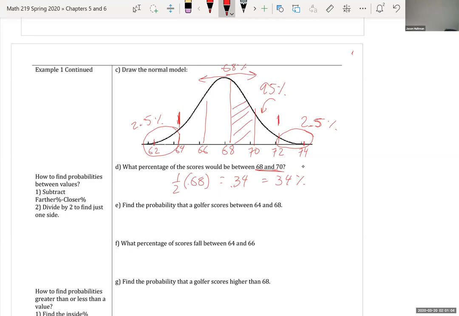Find the probability that a golfer scores between 64 and 68. The next problem is between 64 and 68. Again, it's basically the same problem, but now with 95%. If two standard deviations is 95%, then what's half of that? Half of 95% is 0.475, or 47.5%.